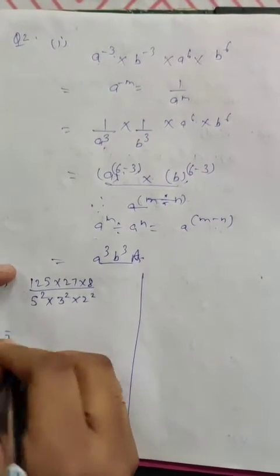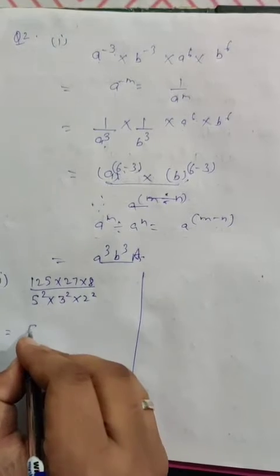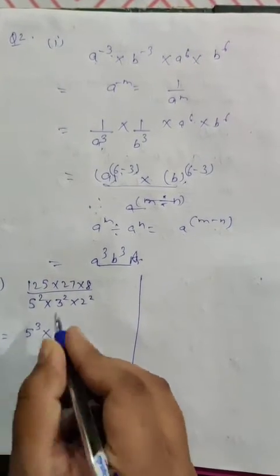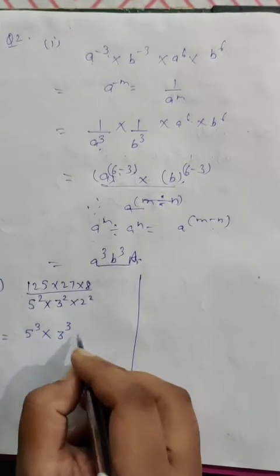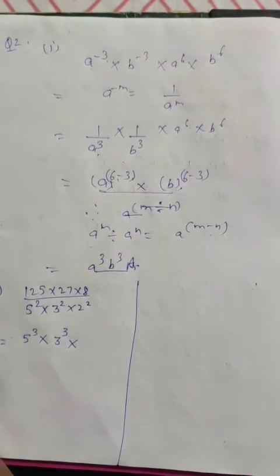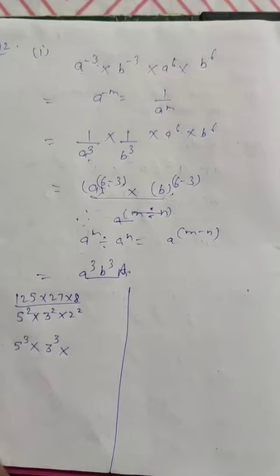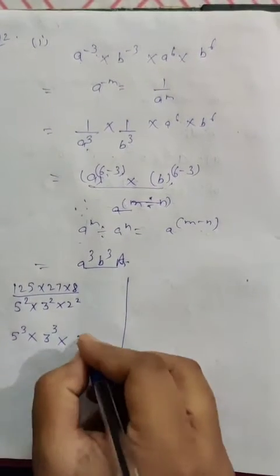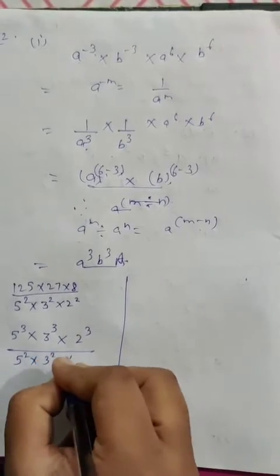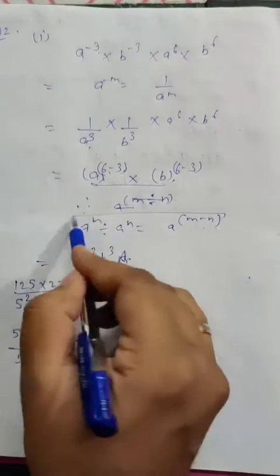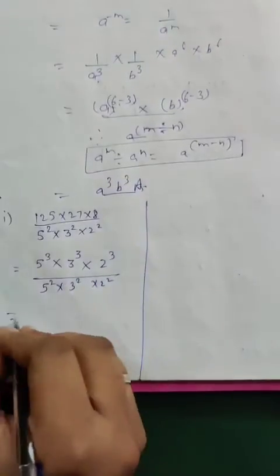How can we write 125? It can be written as 5 cube. Similarly 27 can be written as 3 cube, and similarly 8. How can you write the 8? 2 multiply 2 multiply 2, that means 2 cube, divided by 5 square multiply 3 square multiply 2 square. Again by using the division law, we will solve it.